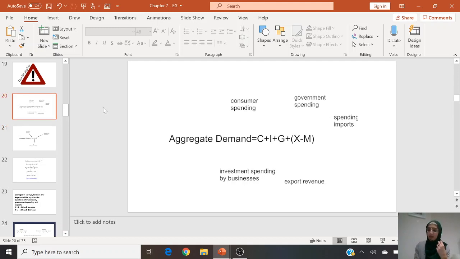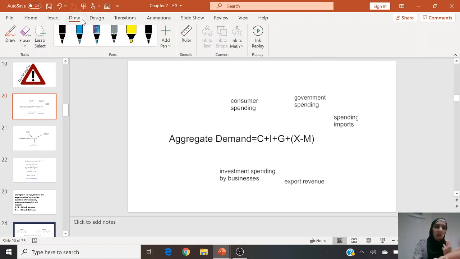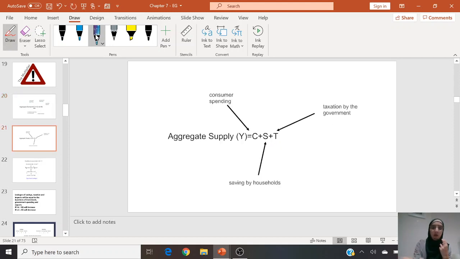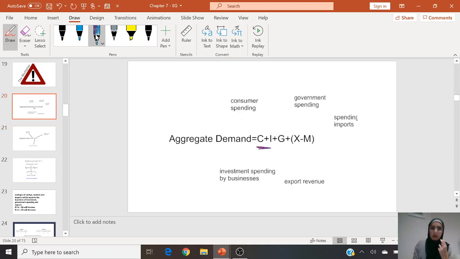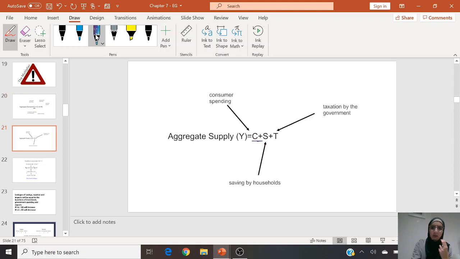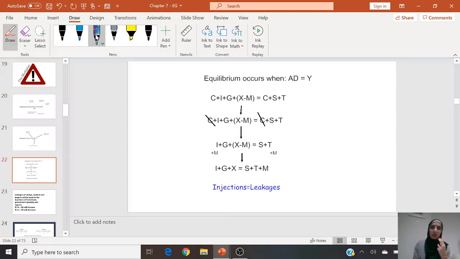There are two things, or there's actually, sorry, one thing that's similar in both of these, and that is consumption over here. It's consumption, or consumer spending, my bad. Consumer spending is the same for aggregate supply and aggregate demand. That's it. So what we're going to do is we're just going to try and put this together.